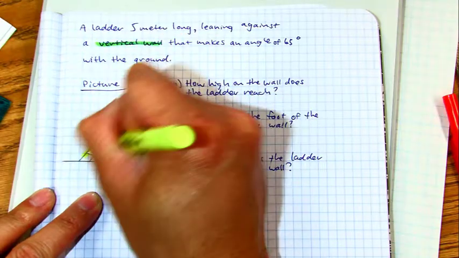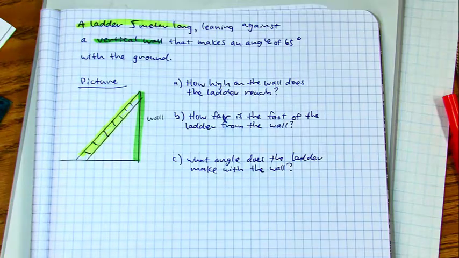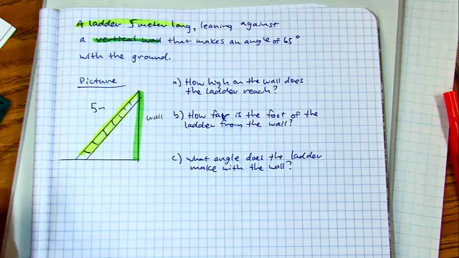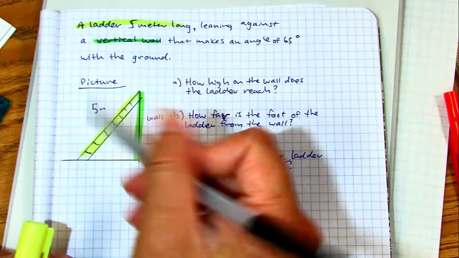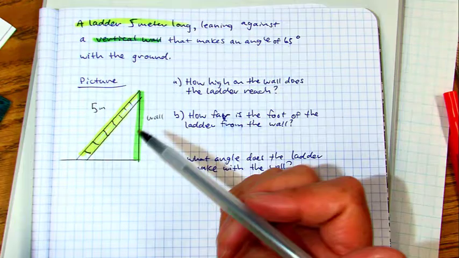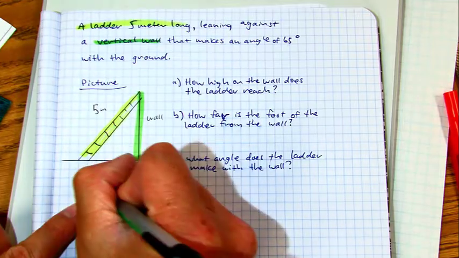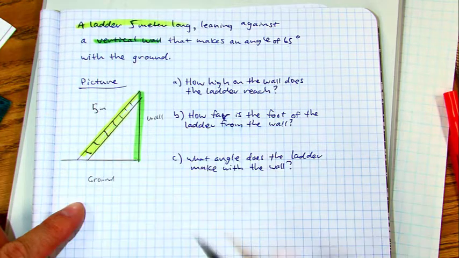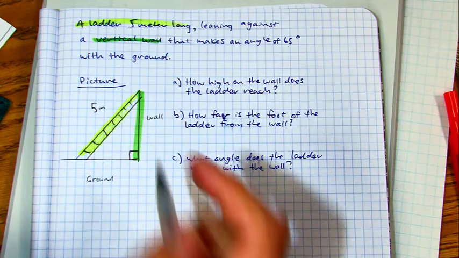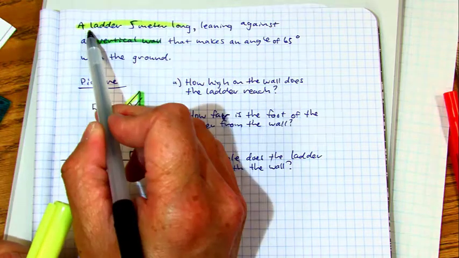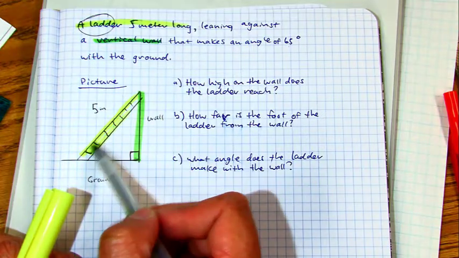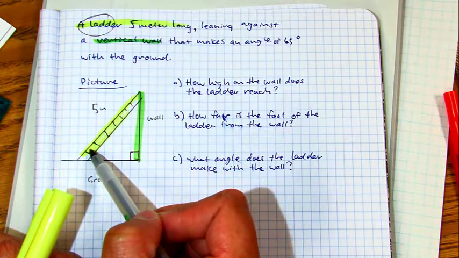Class, how long is my ladder? 5 meters. Let's label it. 5 meters. A ladder 5 meters long, leaning against a vertical wall that makes an angle of 65 degrees with the ground. Ground. I'm assuming the wall is straight, so that means a right angle. A vertical wall, a ladder, so we're talking about the ladder, is 5 meters long, is leaning against the wall, and the ladder makes an angle with the ground.